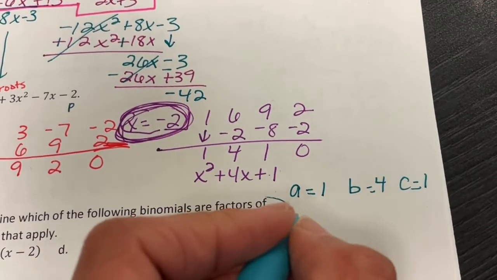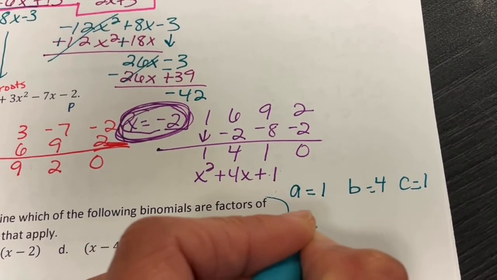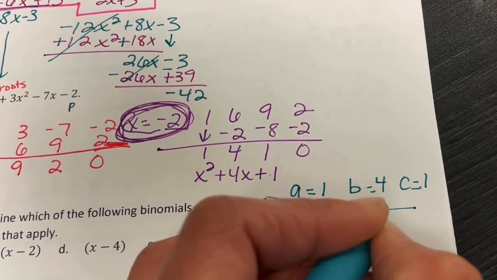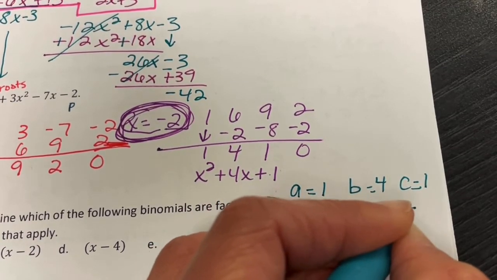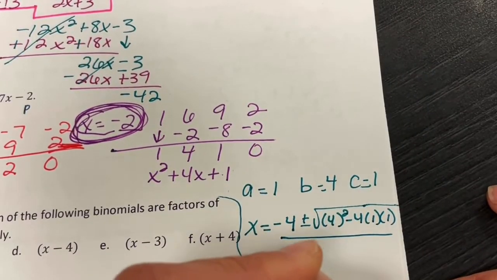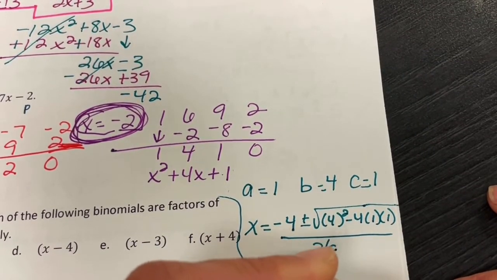And then we're going to use the quadratic formula. So x equals negative b plus or minus the square root of b squared minus 4ac all over 2a, which is 1.